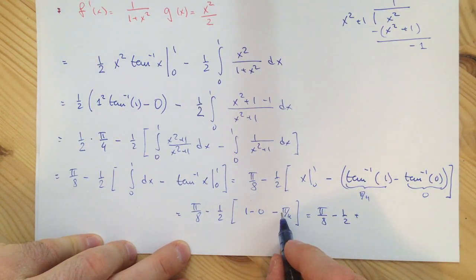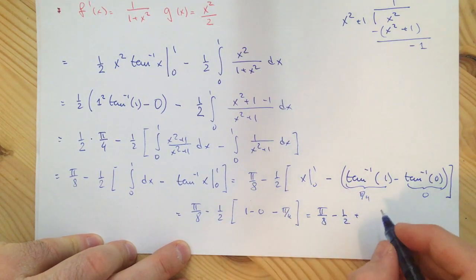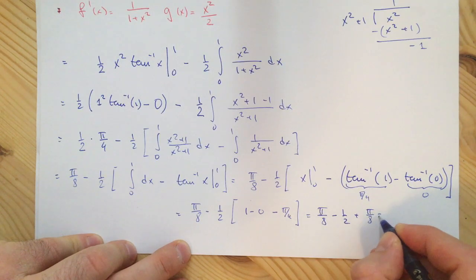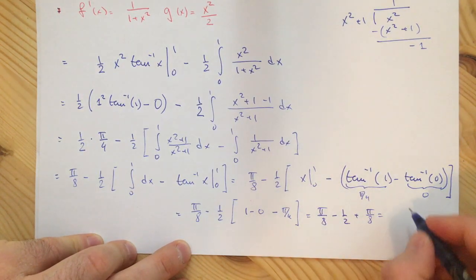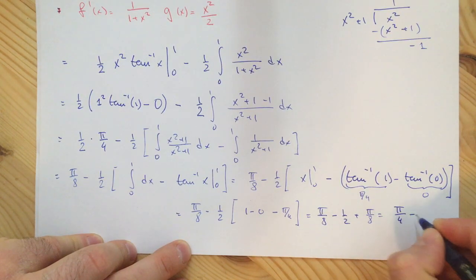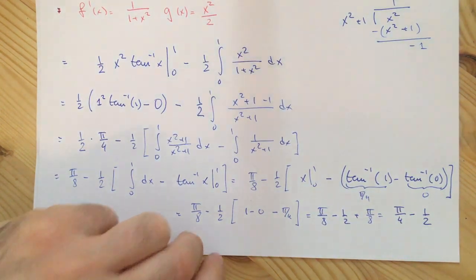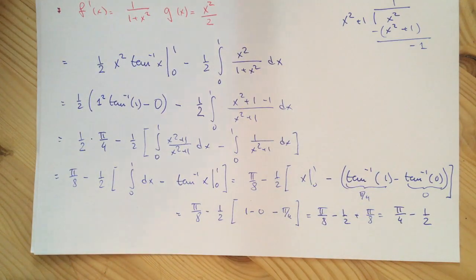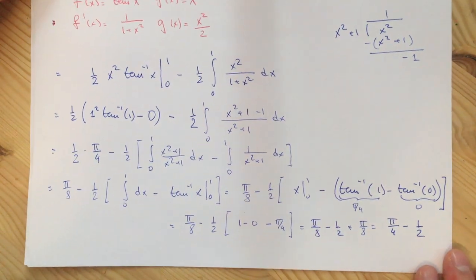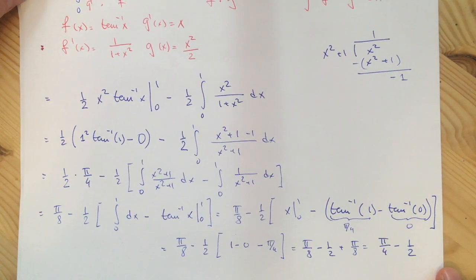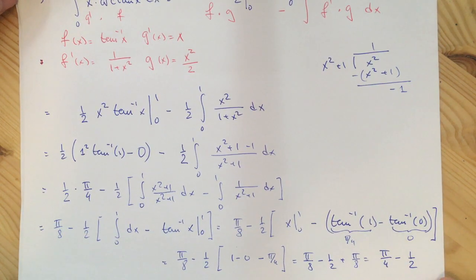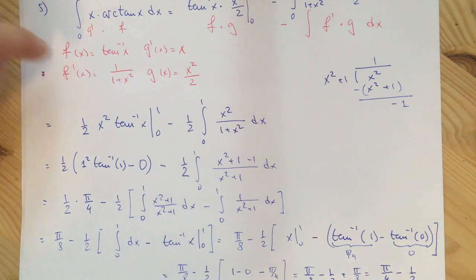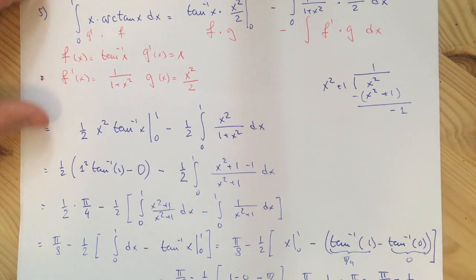plus 1/2 times pi over 4 is pi over 8. Well, pi over 8 plus pi over 8 is pi over 4 minus 1/2. And this is a typical question of a definite integral for which we had to use the technique integration by parts.